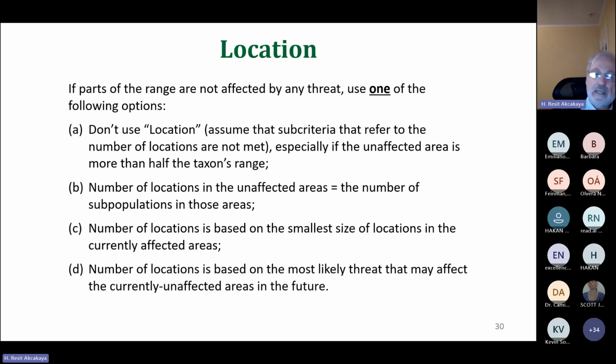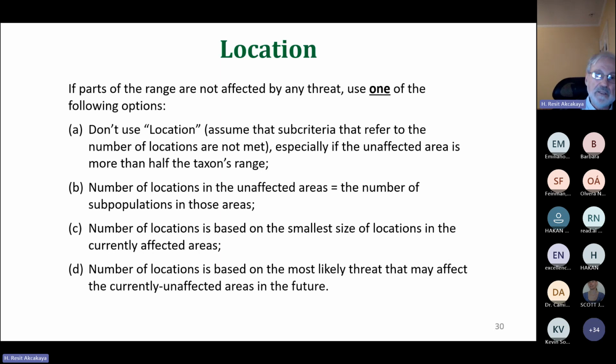Now, the first one is that you don't use location. Assume that the sub-criteria that refer to the number of locations are not met, just as in the case of there being no threats. This is only appropriate when the unaffected area is large. So if the unaffected area is large and only a small part of the taxon's range is affected by a threat, then it's okay and appropriate to say that we will assume that location criteria are not met.